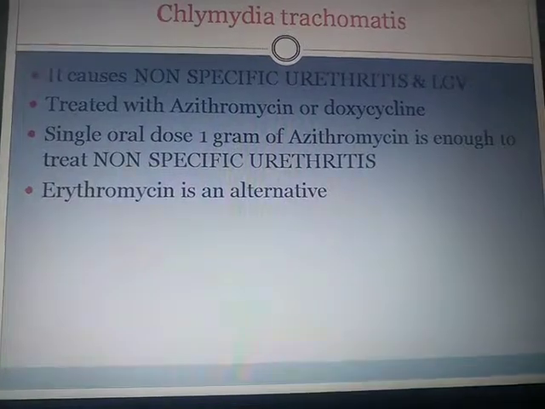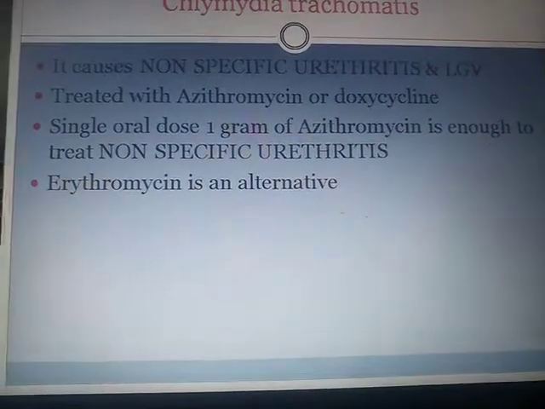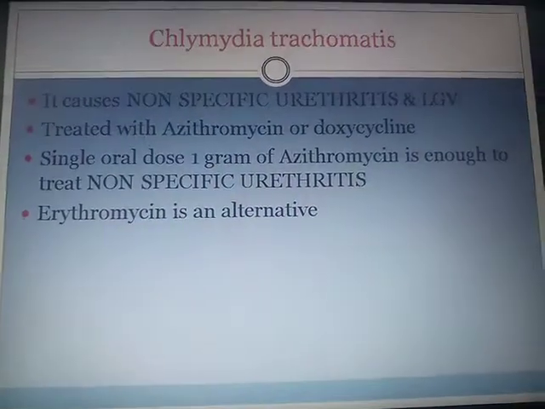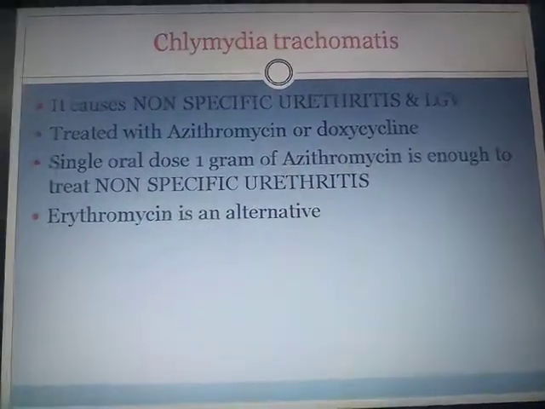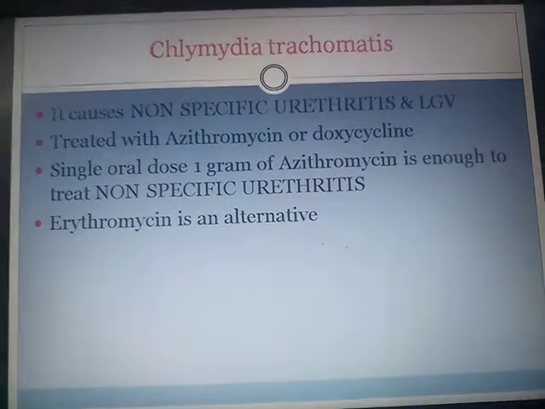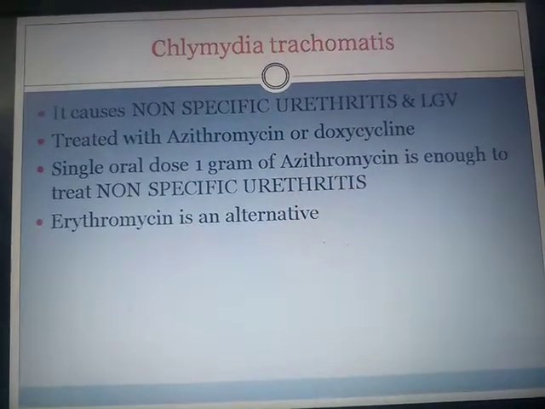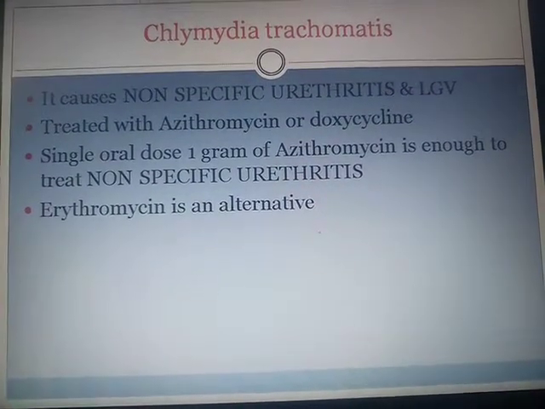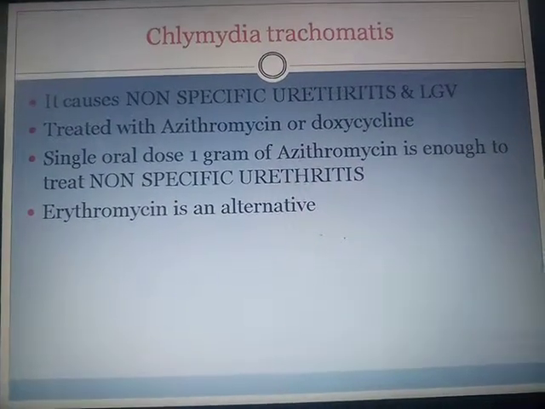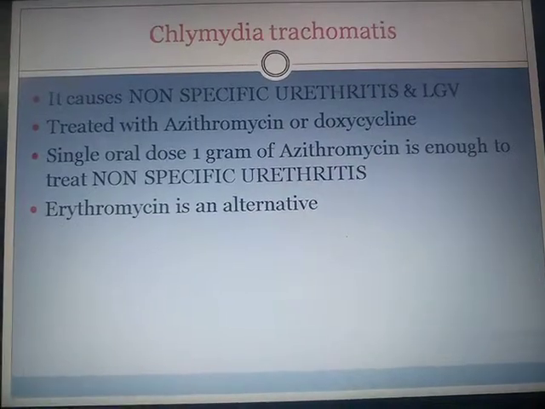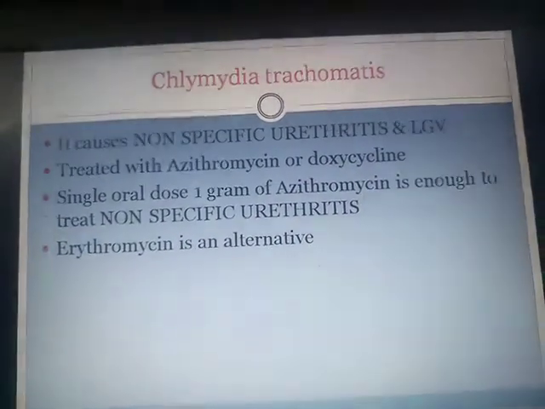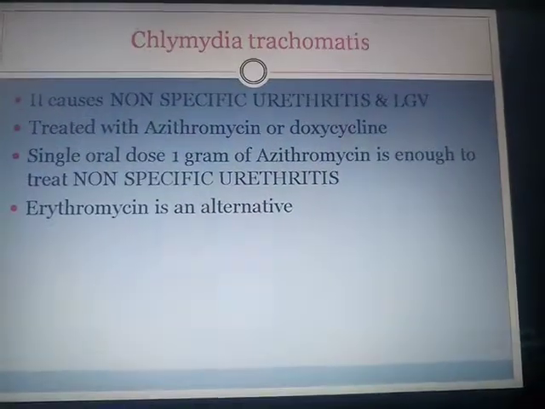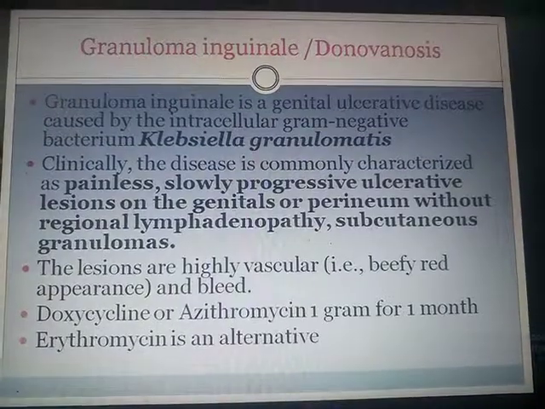Chlamydia trachomatis causes non-specific urethritis and lymphogranuloma venereum. It is treated with a single dose of azithromycin 1 gram. To treat non-specific urethritis and lymphogranuloma venereum, erythromycin is an alternative. You can also use doxycycline. As I told you, in most of the STDs, a single dose of azithromycin is enough.